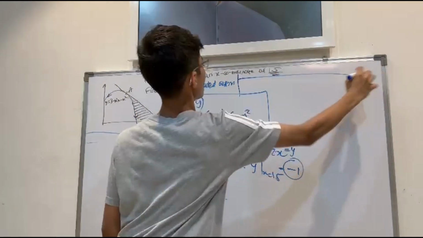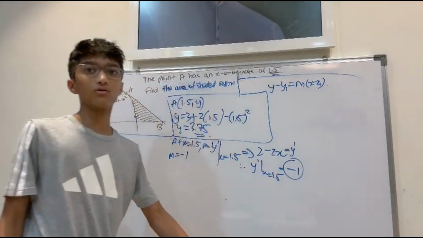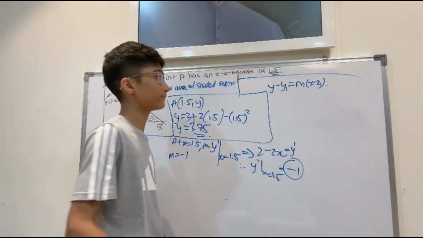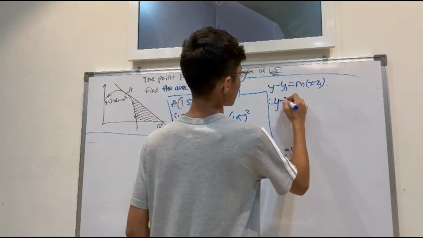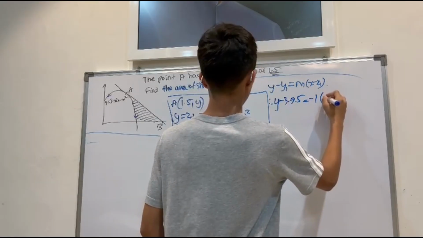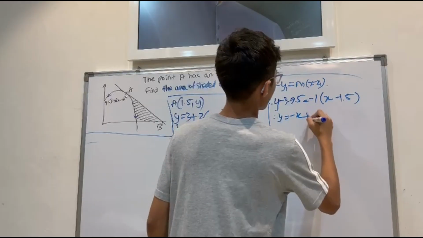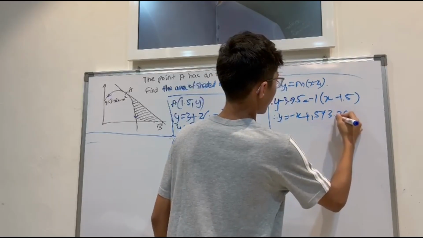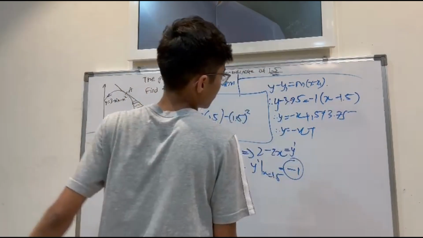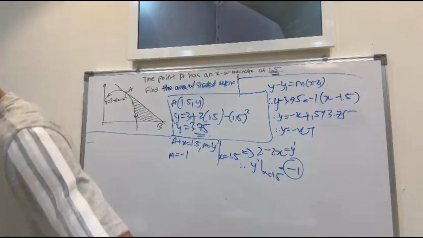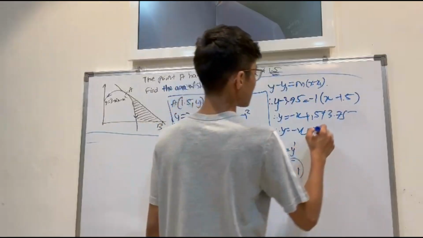We can use the equation y minus y1 equals m into x minus x1 for the equation of the line. So we get y minus 3.75 equals minus 1, x minus 1.5. We get y equals minus x plus 1.5 plus 3.75, so y equals minus x plus 5.25.